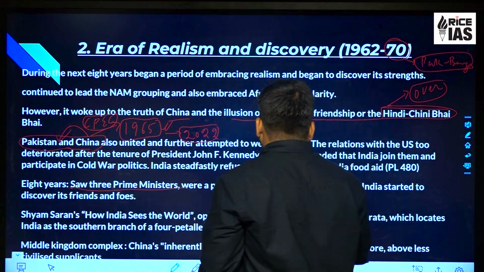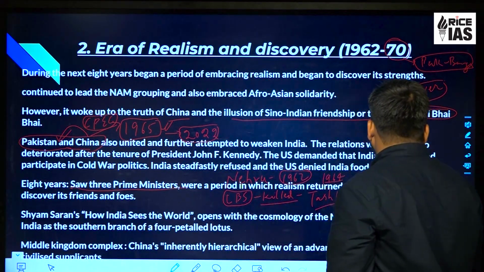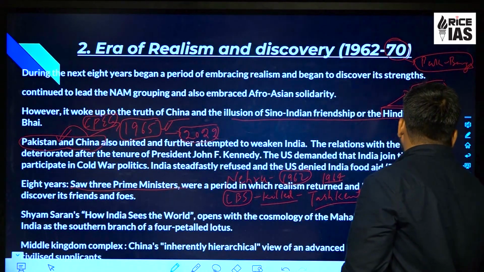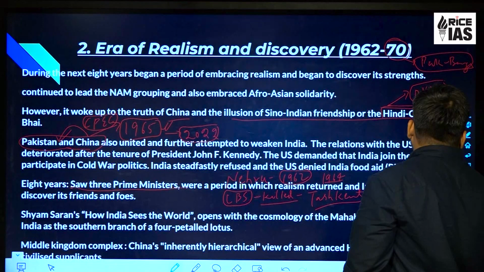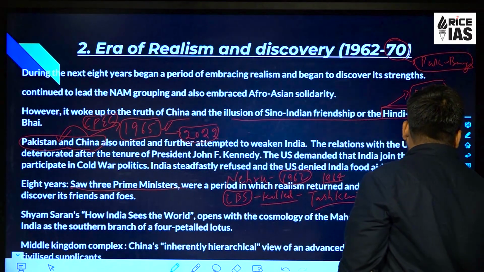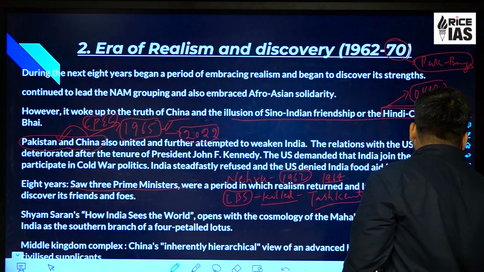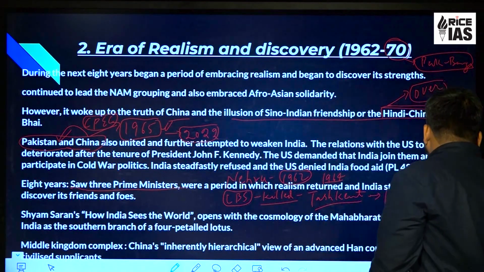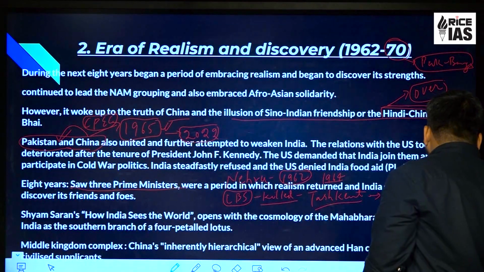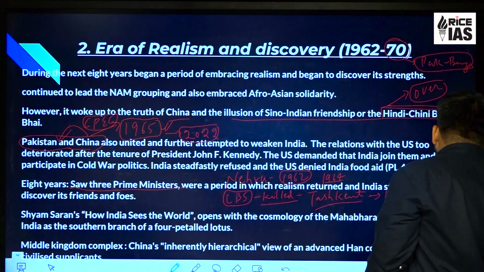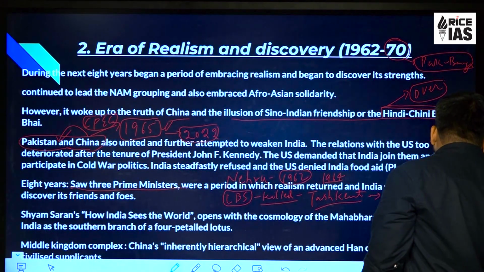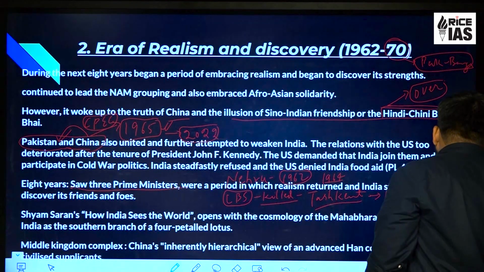Under the leadership of Lal Bahadur Shastri, the war was fought in 1965. He gave the Jai Jawan, Jai Kisan slogan. He was also braving the food crisis. To Jai Jawan, Jai Kisan, Prime Minister Atal Bihari Vajpayee added Jai Vigyan. This was added in the 1990s.